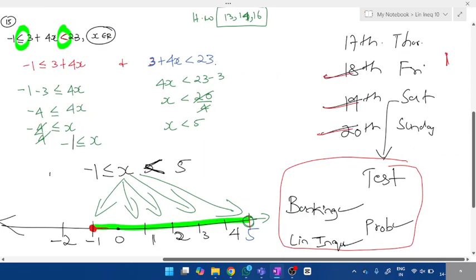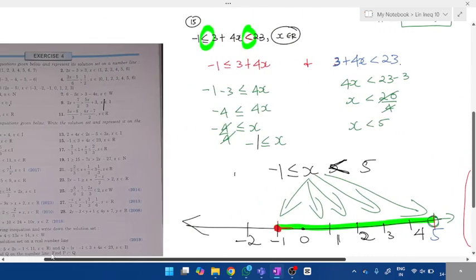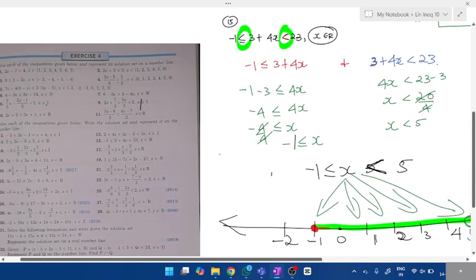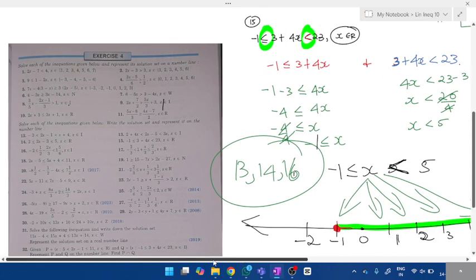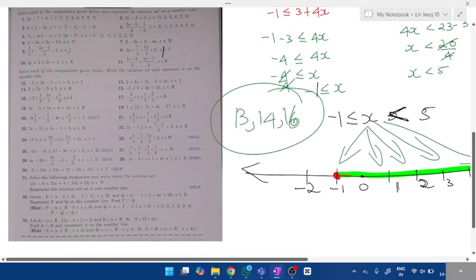13, 14, 16. Make a note of this, students. 13, 14, 16 for homework. So 17, 18, 19, 20, 21. Complete. Okay, how many questions will you have in this chapter? How many questions?